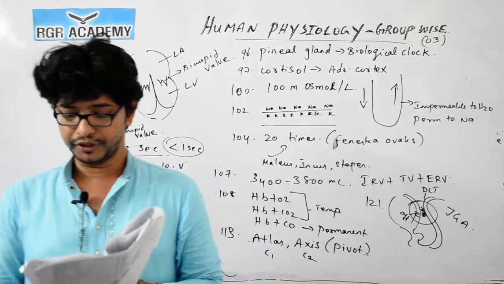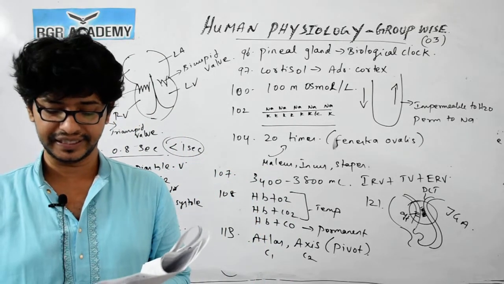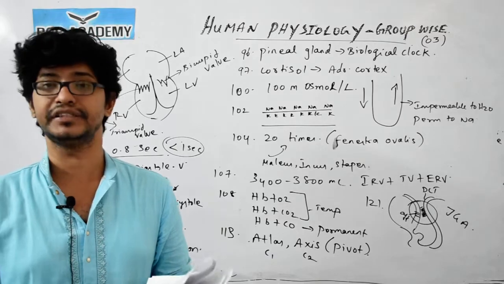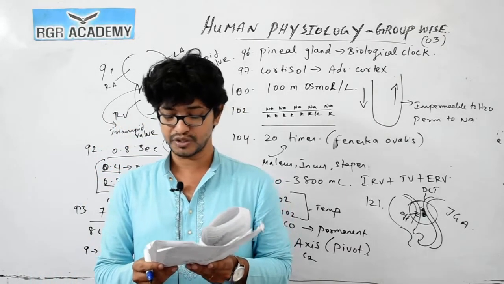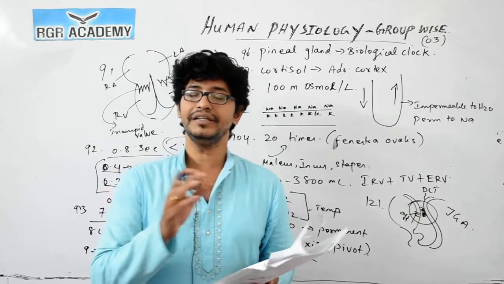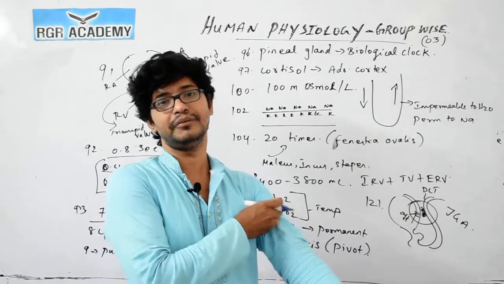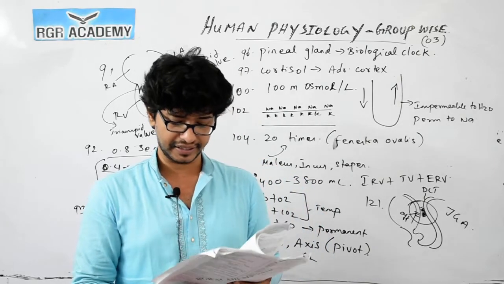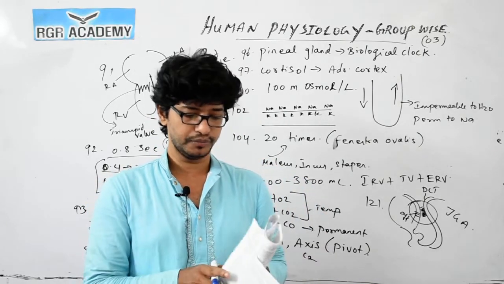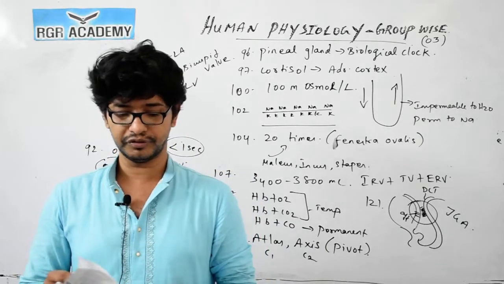Question number 122, which one of the following statements in regard to the excretion by the human kidney is correct? That is, nearly 99% of the glomerular filtrate is reabsorbed by the renal tubules, and only 1% comes out in the form of urine. So option 3 is the correct answer for 122. Next we move on to question 123.